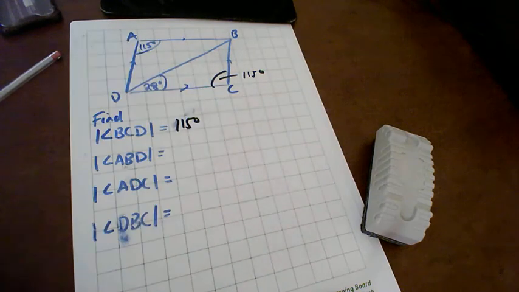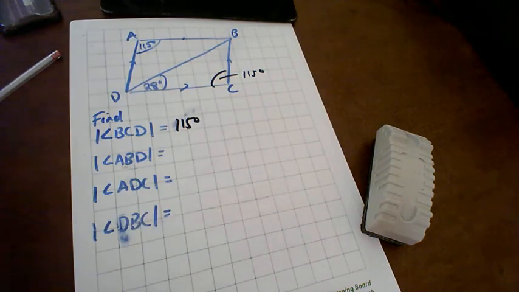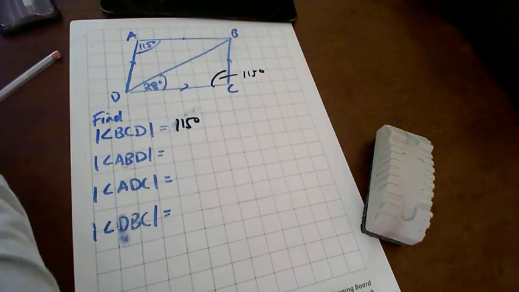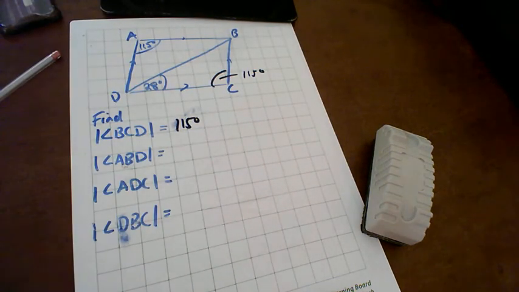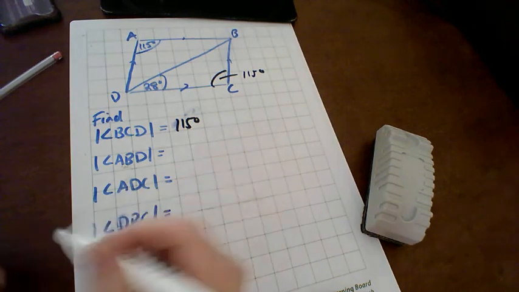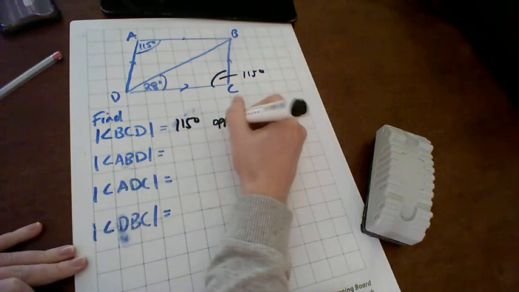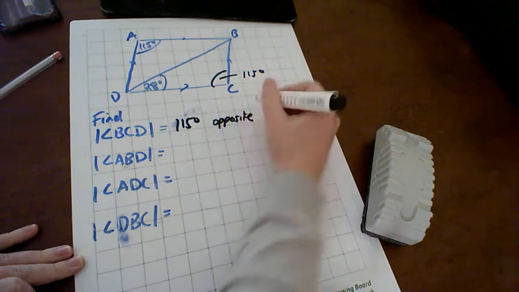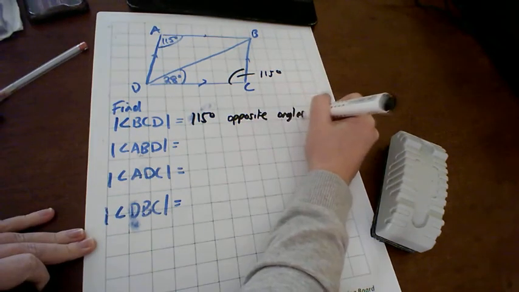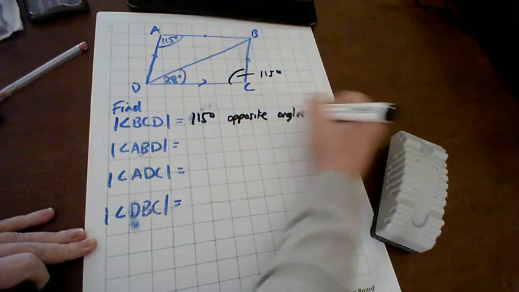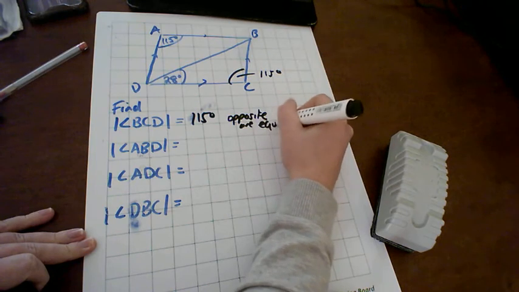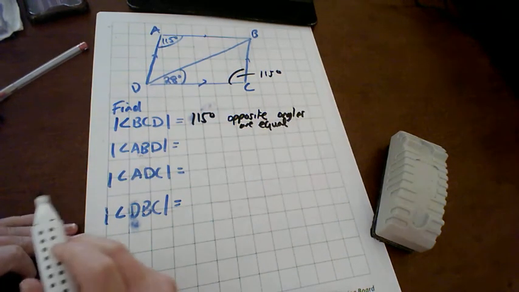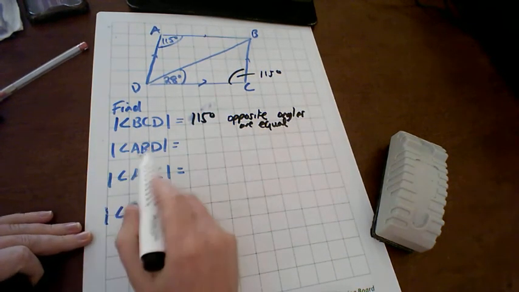Because it's opposite this one, and if we go back to what we've just taken down, opposite angles in a parallelogram are equal, so 115. So if they asked you why that is, you could say opposite angles in a parallelogram are equal.